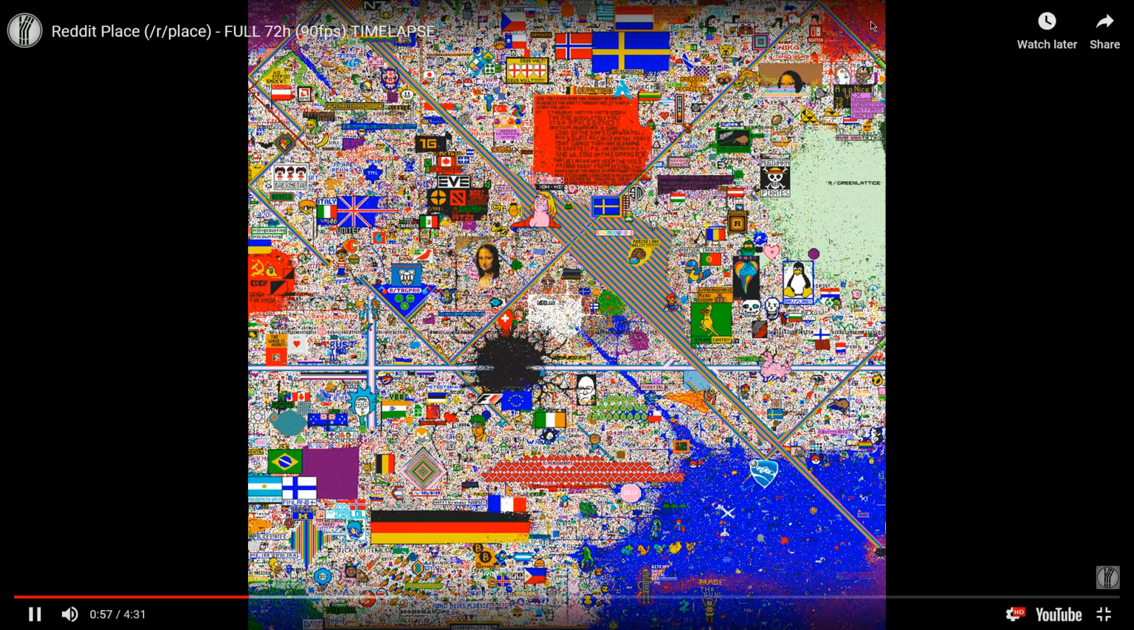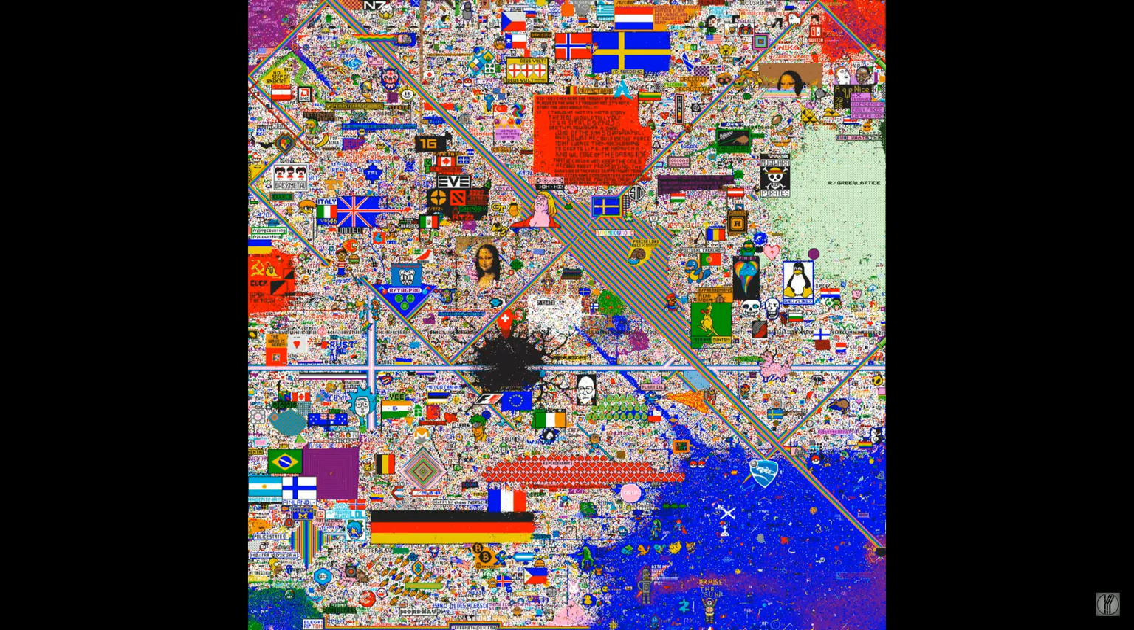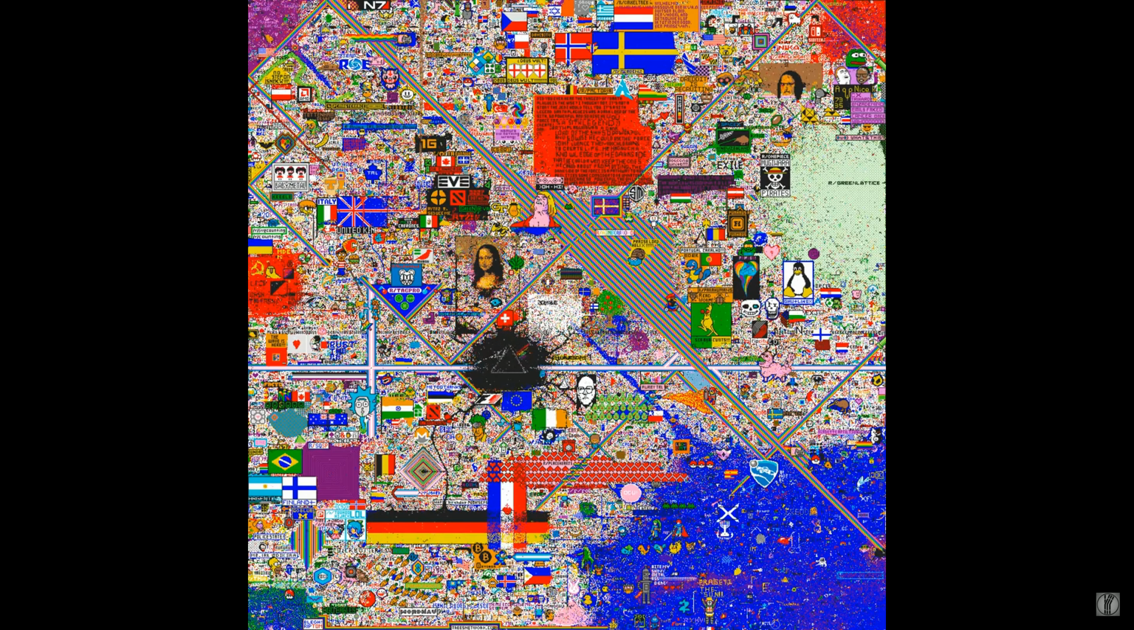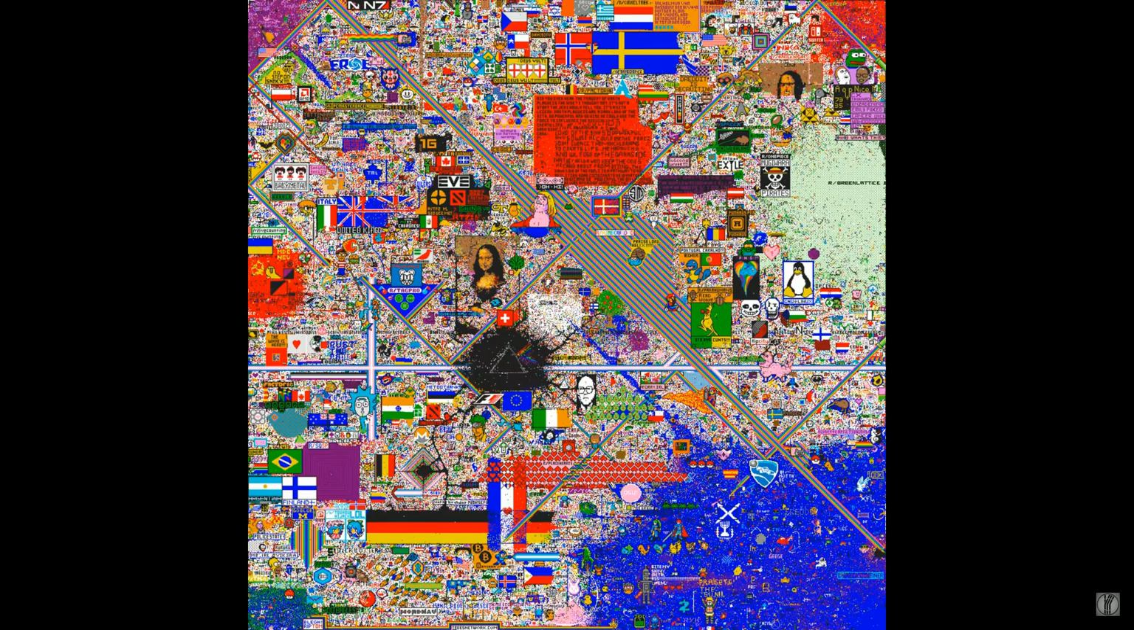So this image is 1,000 pixels by 1,000 pixels. So 1,000 pixels by 1,000 pixels is 1,000,000 total pixels, and this was open for 72 hours. So if you were putting 1 pixel every hour, you could put a maximum of something like 70.